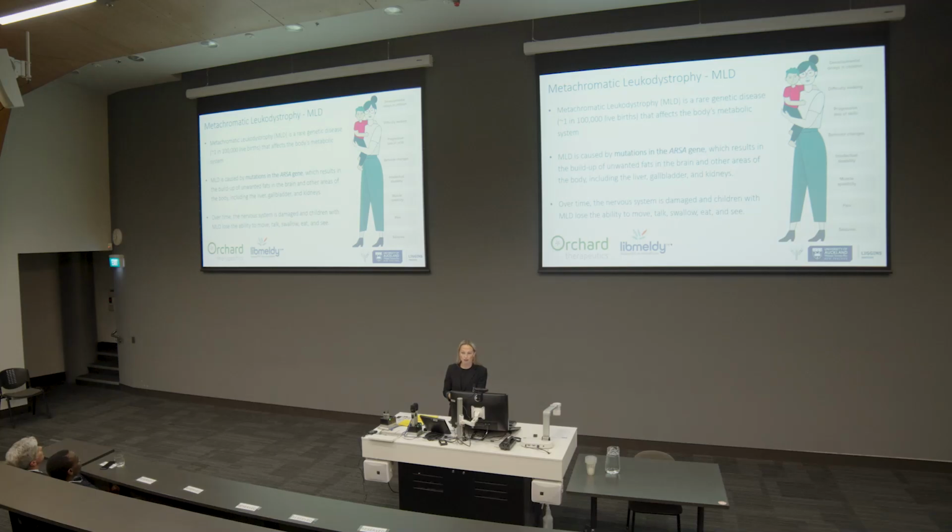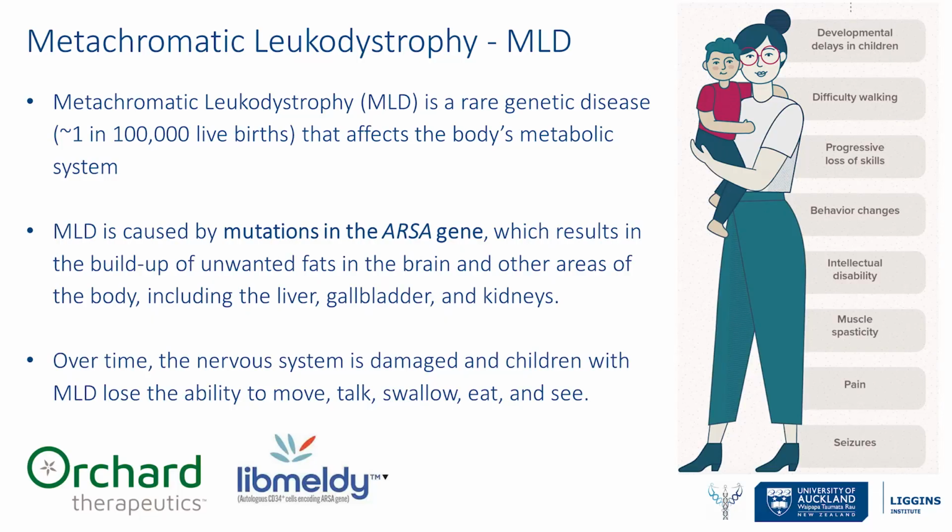So now I'm going to change track slightly to a different disease and a different set of treatments. So metachromatic leukodystrophy, or MLD, is a rare genetic disease that affects around 1 in 100,000 live births, and it affects the body's metabolic system. And it's caused by mutations in the ARSA gene, and it causes damage to the nervous system and causes a buildup of unwanted fats in the brain, among other organs.